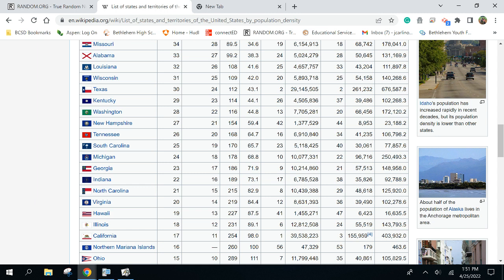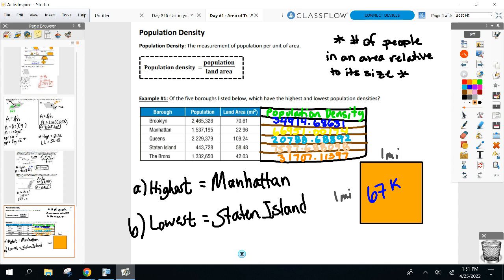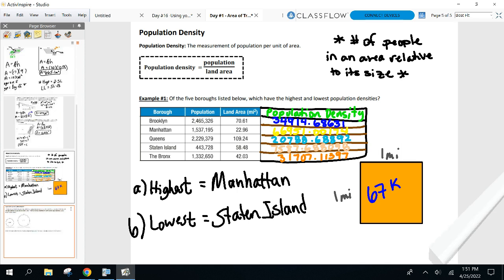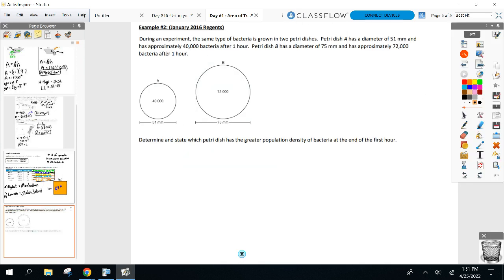And then finally, we'll end it in class. How's it show up on the Regents exam? Just like this problem here from 2016. This is how it showed up in the Regents exam. I got 2 Petri dishes up here. One has 40,000 bacteria. The other has 72,000 bacteria. Which one's got the higher population density? And again, we just can't say, oh, it looks like A because I don't know why. Give me some numbers that show me why A or B is going to have the greater population density.